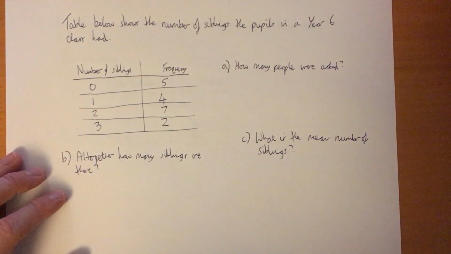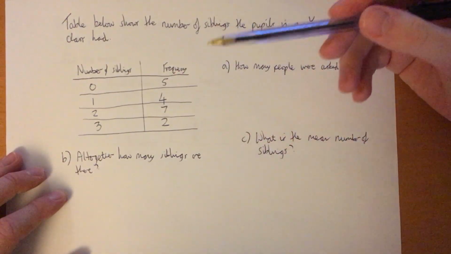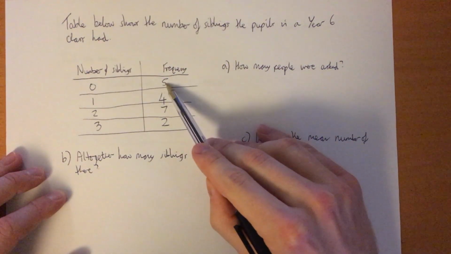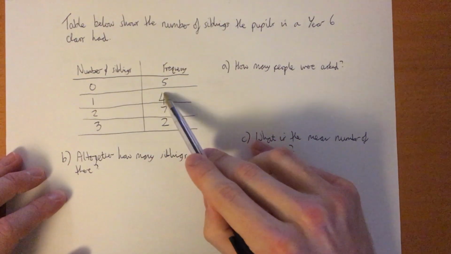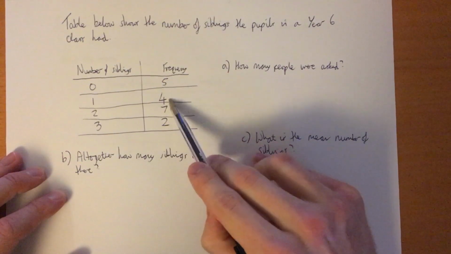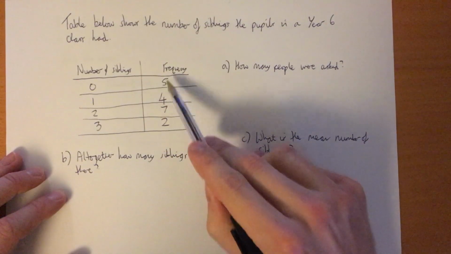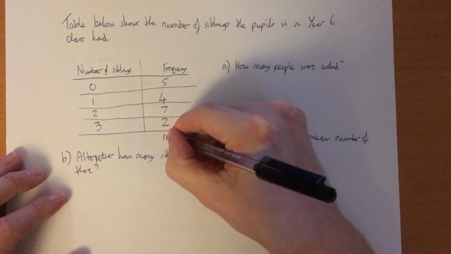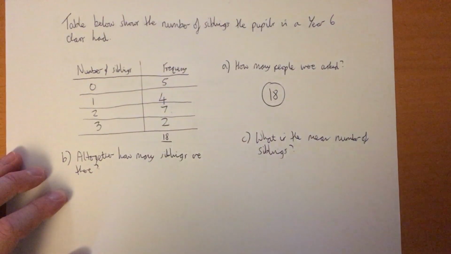How many people were asked in the first place? Now the frequency tells us how many people were asked. Okay? So 5 people picked 0, so there's 5 people there. 4 people picked 1 sibling, so therefore 4 people there. So in total we've got 9 so far. 7 people picked 2 siblings, so we've got 9 plus 7, that's 16. Plus 2 more, 18. So therefore the total amount of people that were asked is 18, because we are adding up the frequency, because that represents how many people were asked. Okay?